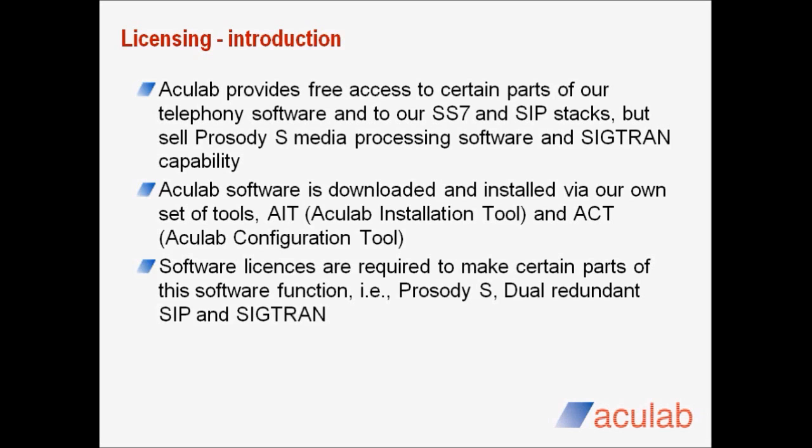You download the Acculab software and install it onto your target server with a couple of tools that we provide: the Acculab installation tool and Acculab configuration tool, also known as AIT and ACT. And you'll need software licenses to activate specific pieces of Acculab software, such as ProsDS, a dual redundant SIP product that we have, and SIGTRAN.